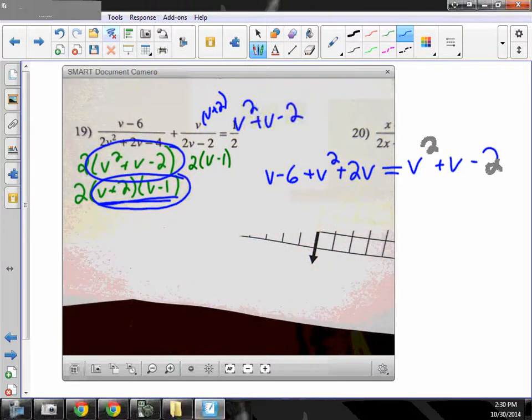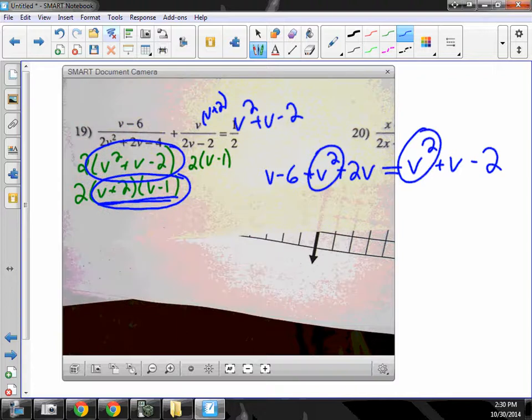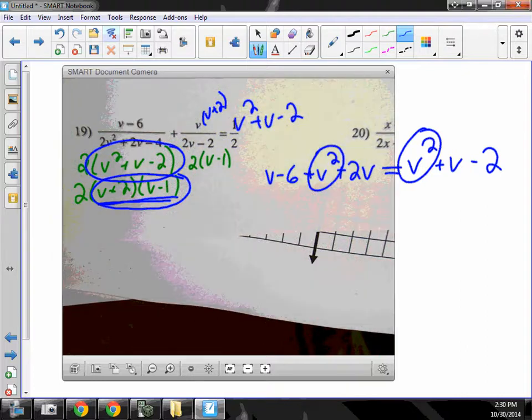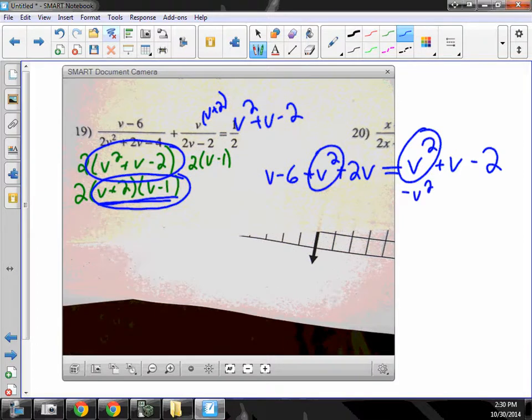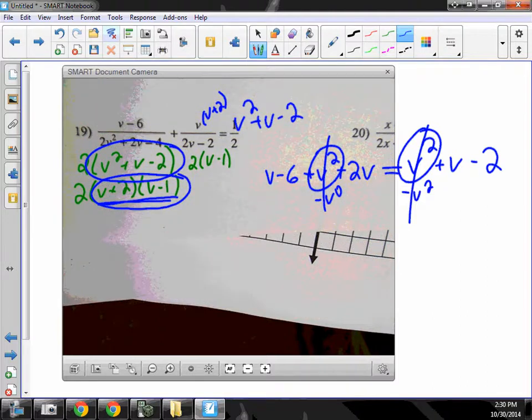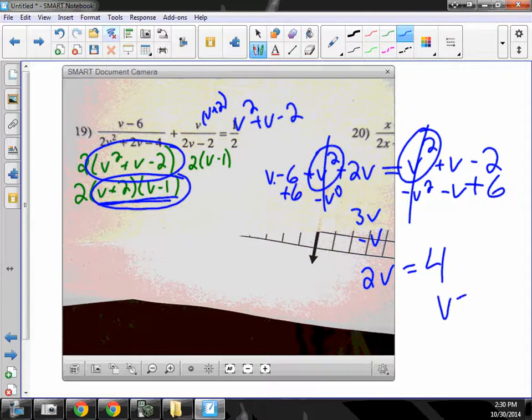No. Look carefully. Do these v squareds have any effect on the equation? No. If you have 5 extra pounds on one side of the weight of a scale and 5 extra on the other side, do they affect the scale? No. So if I subtract v squared, then it goes away. So it's not actually quadratic. It looked like it, but it canceled. So v and 2v make 3v. Add the 6. Subtract the v. 2v equals 4. So v equals 2.